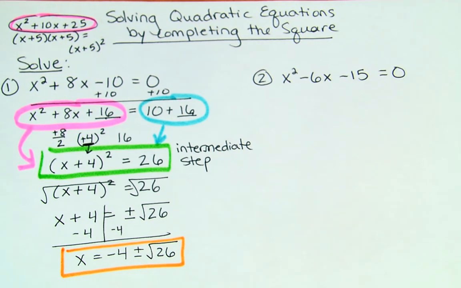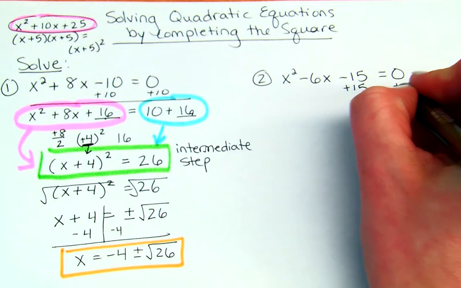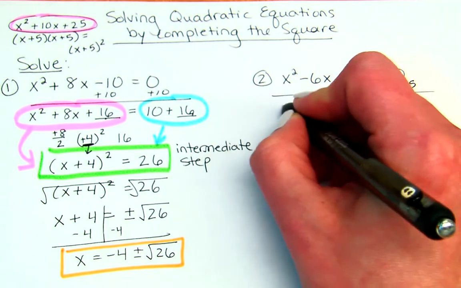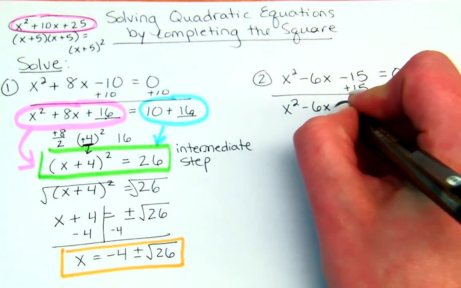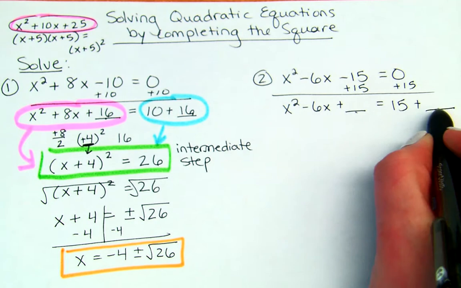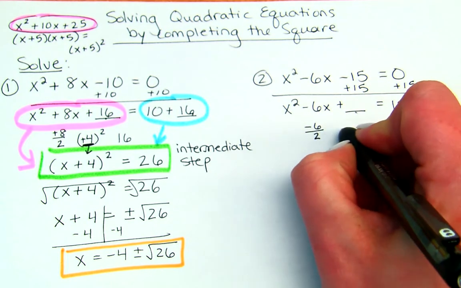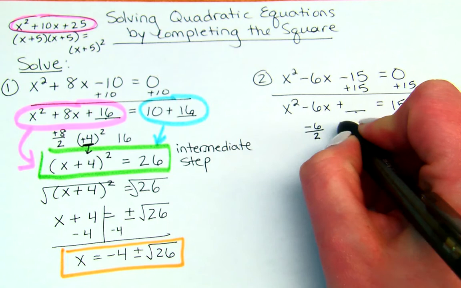If you'd like to get a head start at number 2, by all means. All right, so for number 2, once again, I'm going to add 15 to both sides. x squared minus 6x. Leave yourself some space to add a number on both sides. So I'm going to take negative 6 divided by 2 to get negative 3.